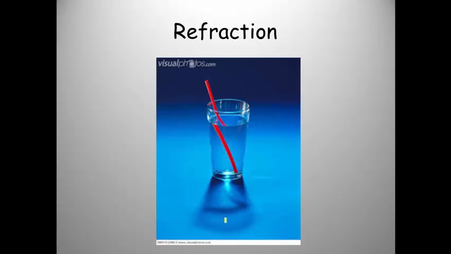Now, refraction. I know this can get a little bit confusing, diffraction, refraction, but it's quite easy. If you look at the straw in it, you can see it in different places, can't you? Refraction is all about light bending when it goes from a less dense medium like air into a more dense medium like water or glass. So that was for water. As light enters the medium, it bends, which is why you see the straw in two different places.